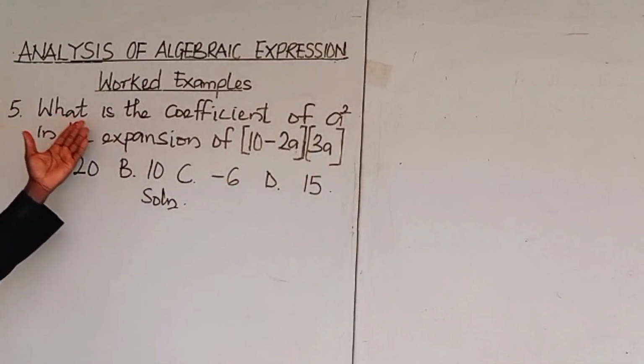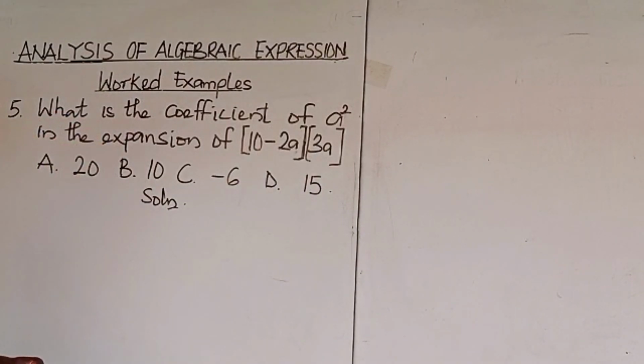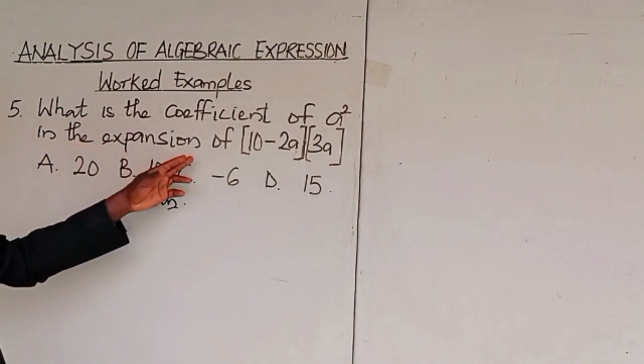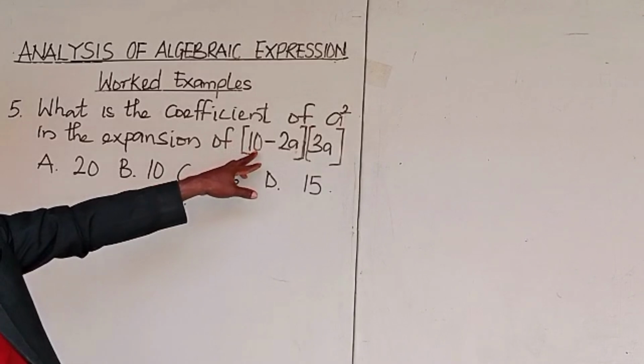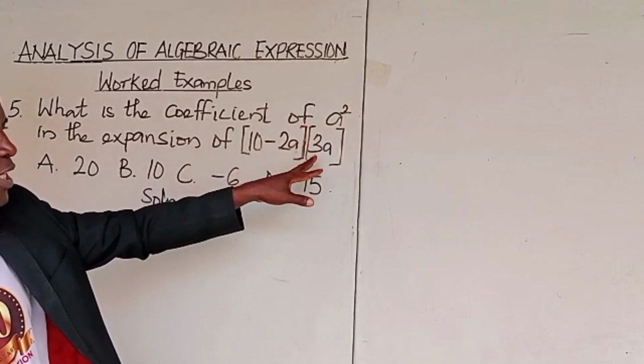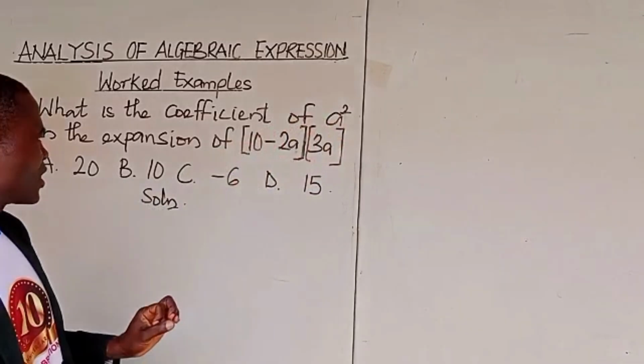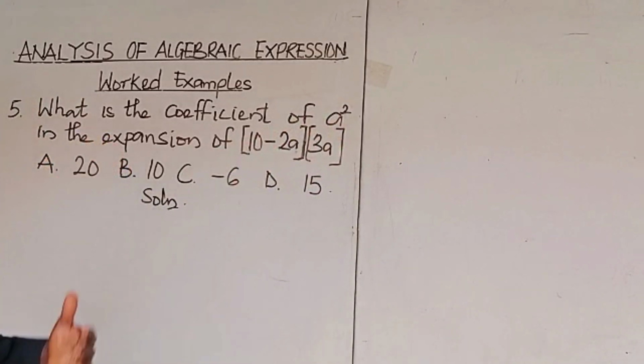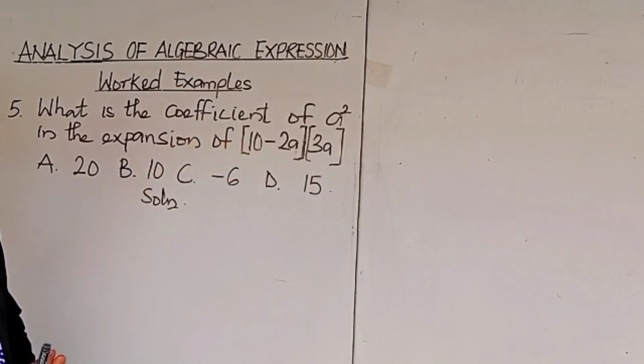Example 5 says, what is the coefficient of a squared in the expansion of bracket open 10 minus 2a bracket close, bracket open again 3a bracket close? This is one of the past questions. Now, if you come across this type of question in your exam, how do you go about it?